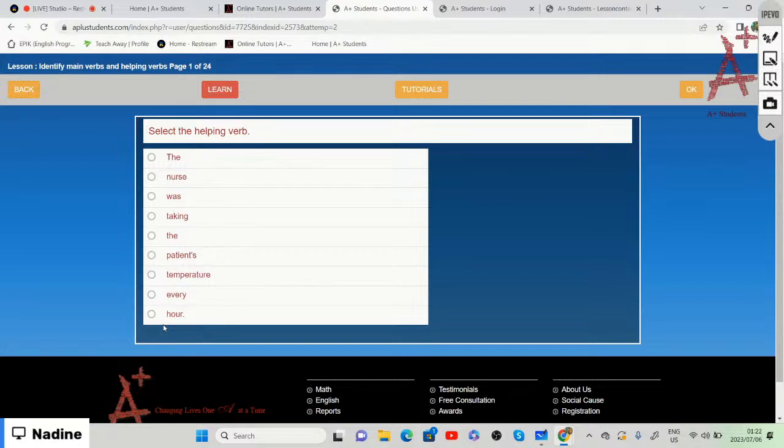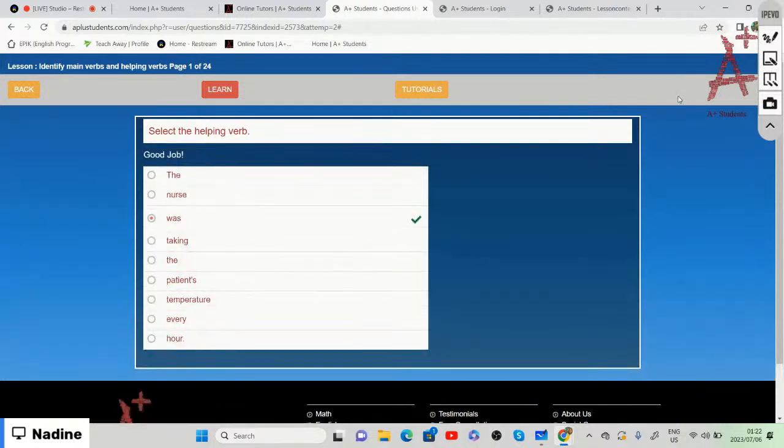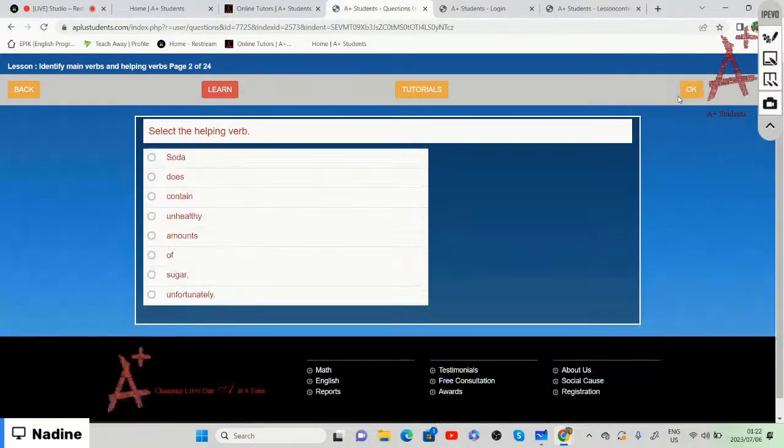In order for you to make it a bit easier, you can first select what the main verb is, and then you will be able to easily find the helping verb that helps the main verb to show action. So we need to select the helping verb. And the helping verb is was. All right, so we chose was, and that is correct. So beautiful, wonderful.